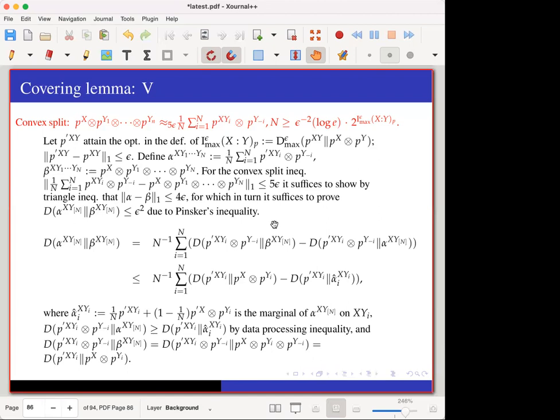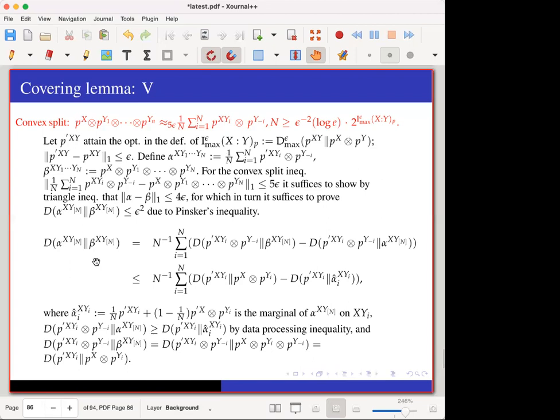So actually, I get something slightly better. I'll get 2 times square root 2, but I'm just upper bounding it by 4 out here. But yeah, I'm just being a little imprecise to make the notation seem less heavy. So it suffices for our purposes to show that this relative entropy is less than epsilon squared. So how are we going to show it?